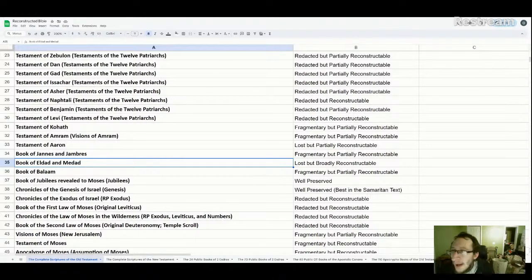So that means it is the approximate size as, let's see here. It's saying it's about the size of like Book of Esther. It's a little bit bigger than Book of Esther, it looks like.